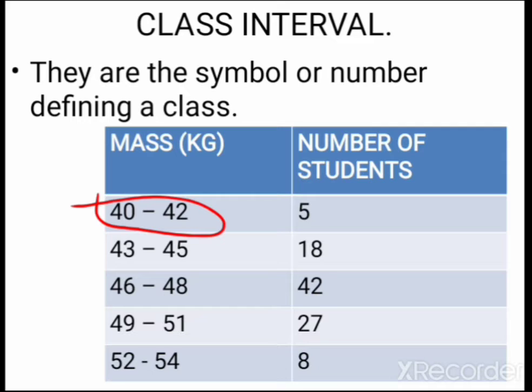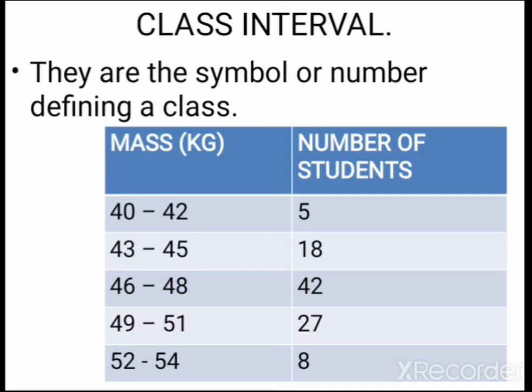So your result, distinction of 95 to 100. Any student that scored below 95 is not part of that class of distinction. So that 95 to 100 is the class interval of this class. Then we have 46 to 48, 49 to 51. These are the various class intervals. For you to be in a particular class, you must fall into the range of the numbers that make up that class.